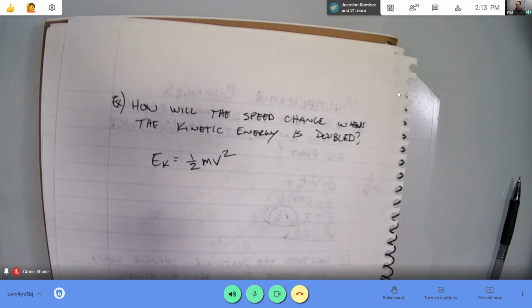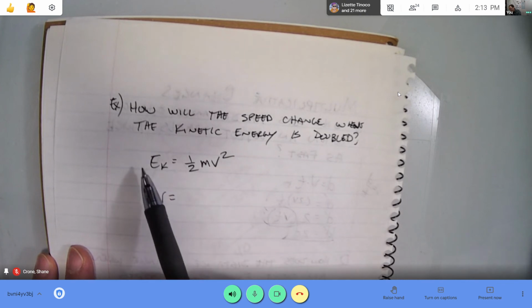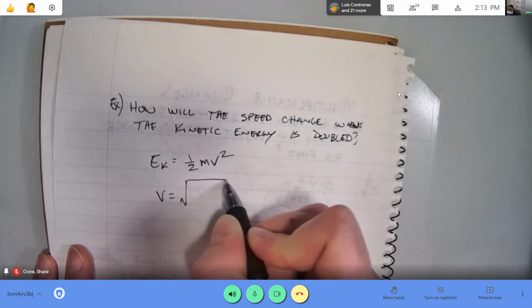I'm going to skip ahead because I don't want to spend a ton of time going over algebra. You can practice the algebra and let me know if you're having difficulty, and I will definitely help you out. But I'm essentially just going to give you the final answer, which is that v is equal to, so look, I'm going to multiply by 2, I'm going to divide by m, and I'm going to take the square root.